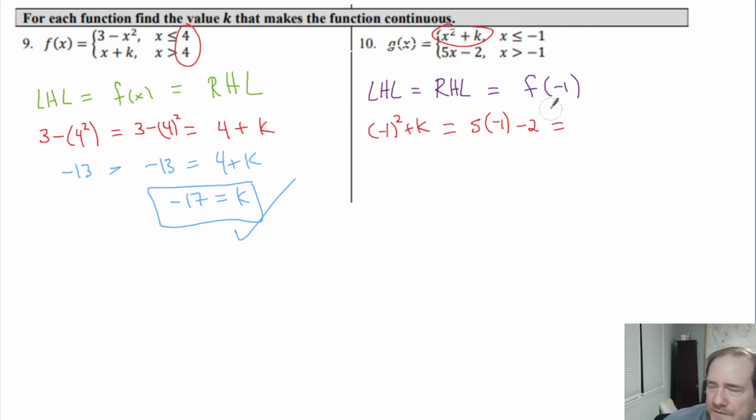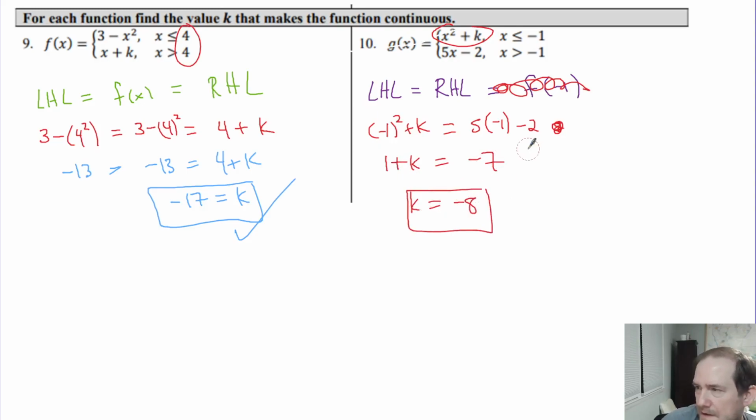So I don't even need to include that really. We already know that the left-hand limit and the function value are the same. So I can just worry about these two parts. I'm getting a 1 plus k that needs to equal a -5, take away 2, so -7, take away 1 more. That tells me that as long as I let k be -8, we'll be continuous at -1.